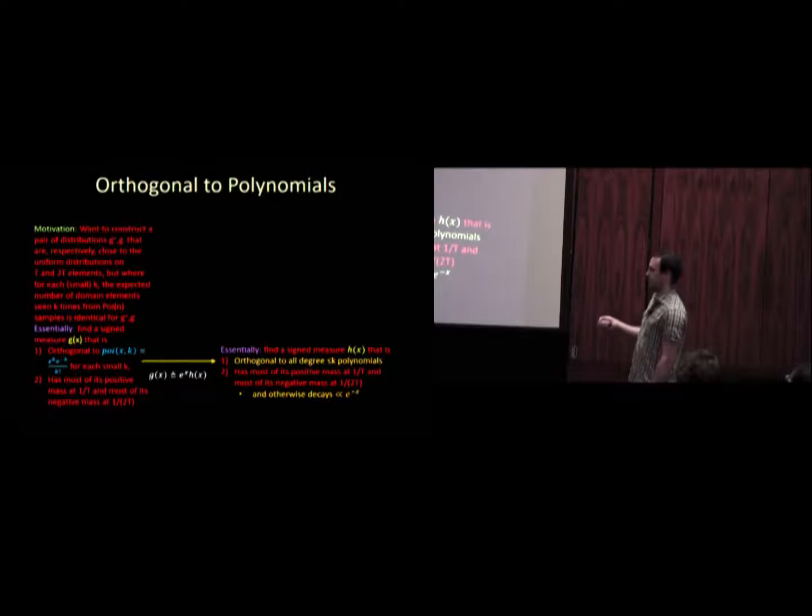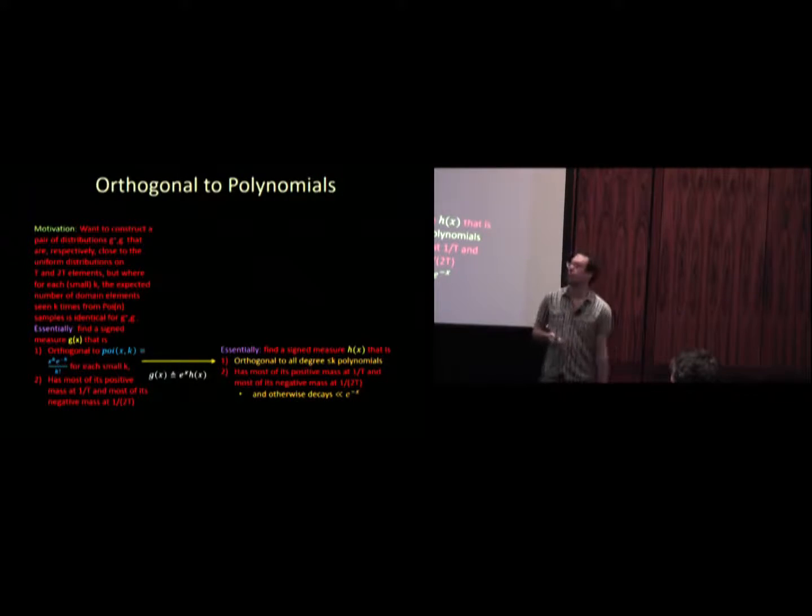And then it has most of its mass at positive mass 1 over t and negative mass 1 over 2t, but because h is going to end up being multiplied by e to the x to get g, it's now even scarier. Instead of just most of the mass being at these 2 places, for h we need most of the mass being at these 2 places, and for it to decay exponentially faster than e to the minus x for larger x. Okay? So this is our challenge. We want to find something orthogonal to these low degree polynomials, and with really rapid decay.